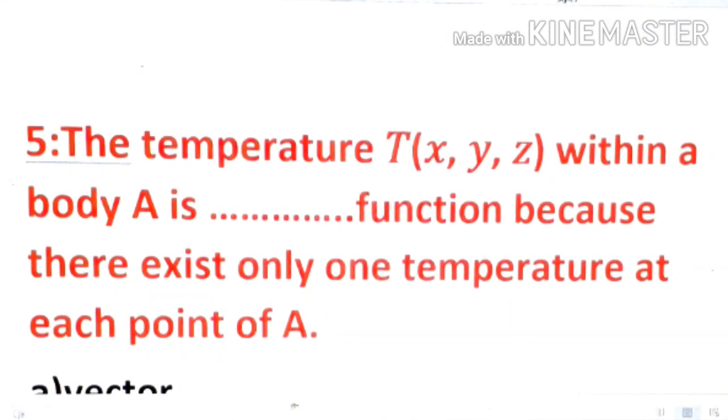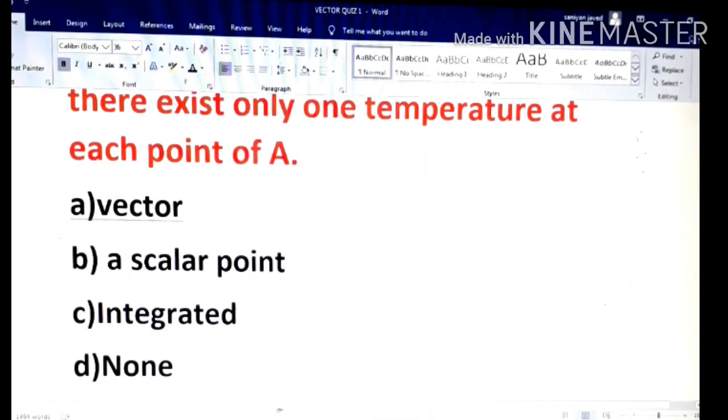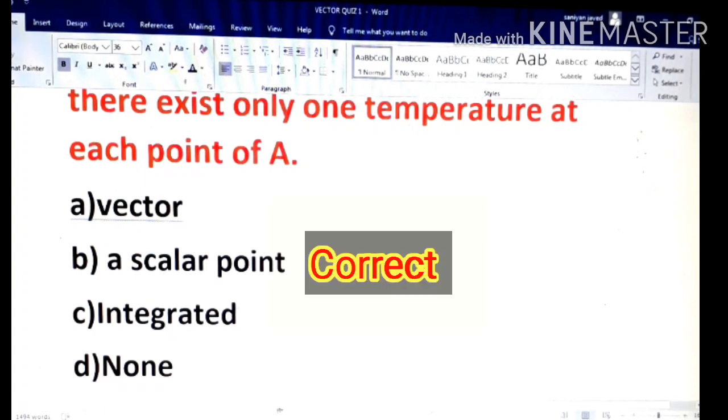The temperature T of x, y, z within a body A is dash function because there exists only one temperature at each point of A. Option A, vector. Option B, a scalar point. Option C, integrated. Option D, none. The correct answer is option B, a scalar point function.